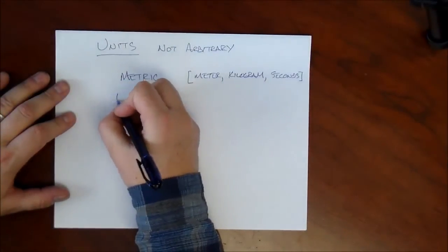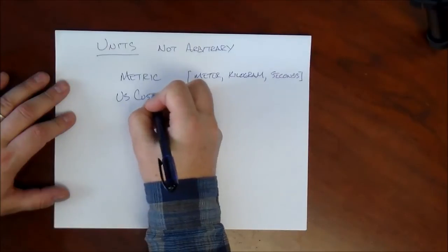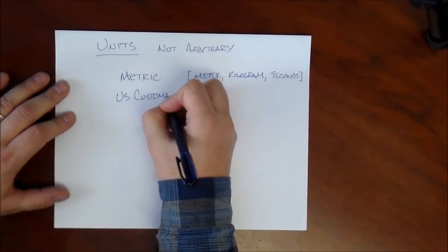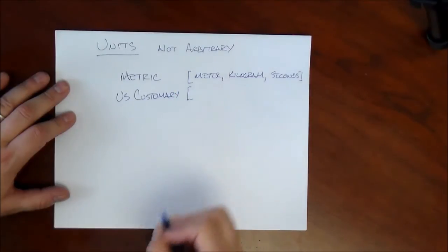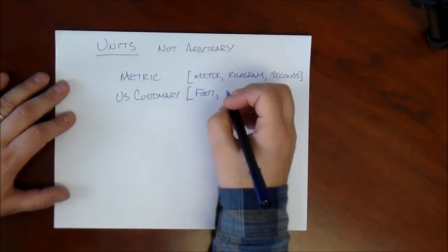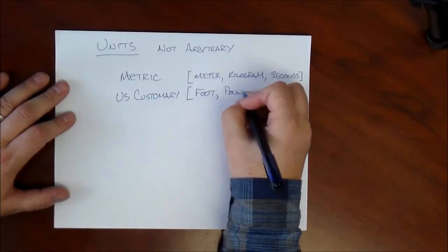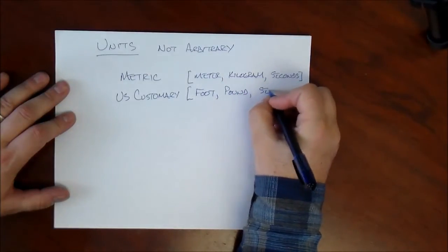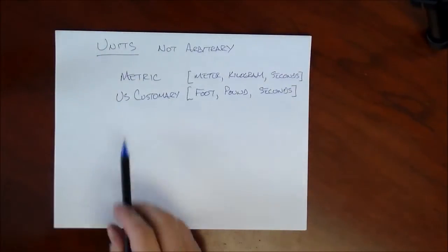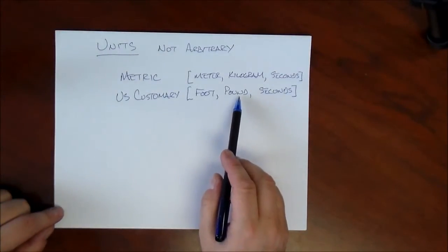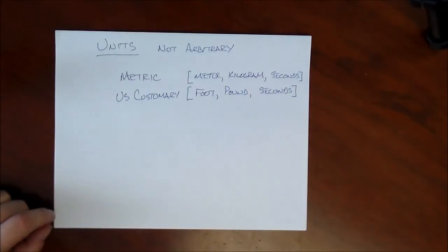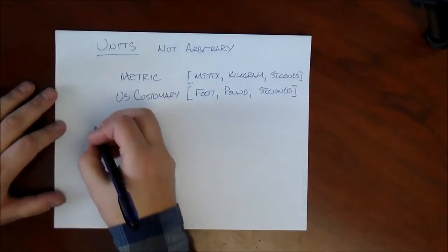We also use US customary units, where the base units are the foot for length, the pound for force, and the second for time. Notice that in the US customary, the base unit is a force, but in the metric system, the base unit is a kilogram. That's an important thing to keep in mind.